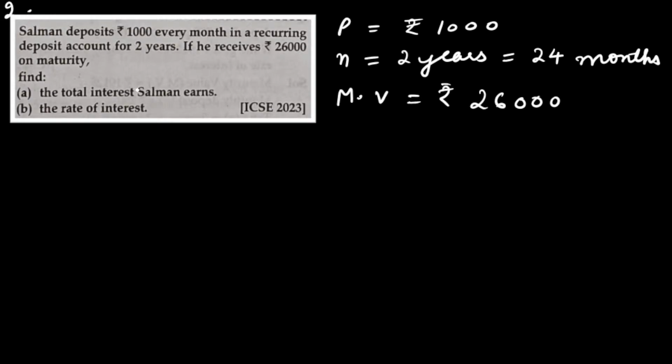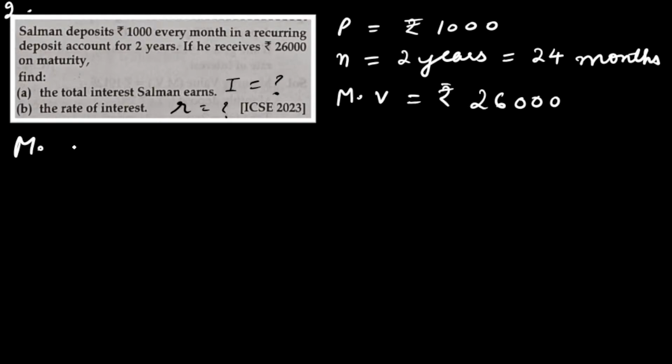What we have to find? We have to find the interest, total interest. So total interest means I we have to find. Also we have to find the rate of interest. So R we have to find. We have to find I and we have to find R. So let's start. Since MV is given to us, let's start from MV's formula.